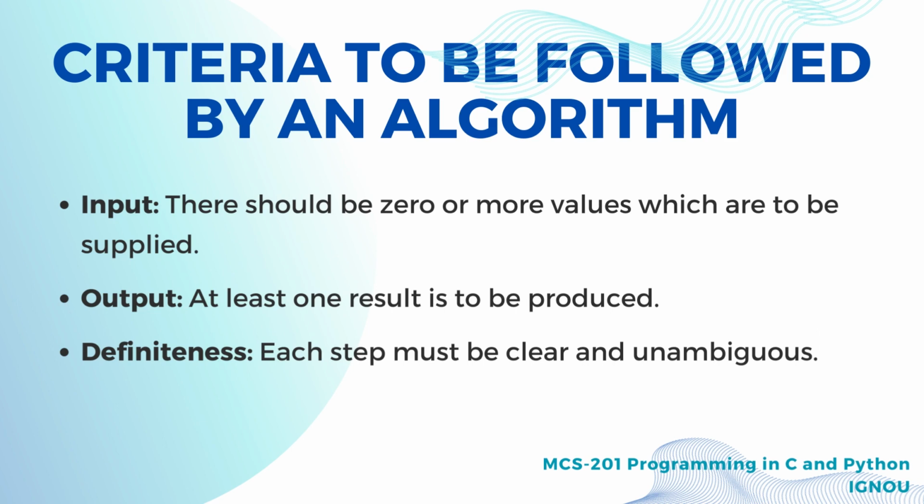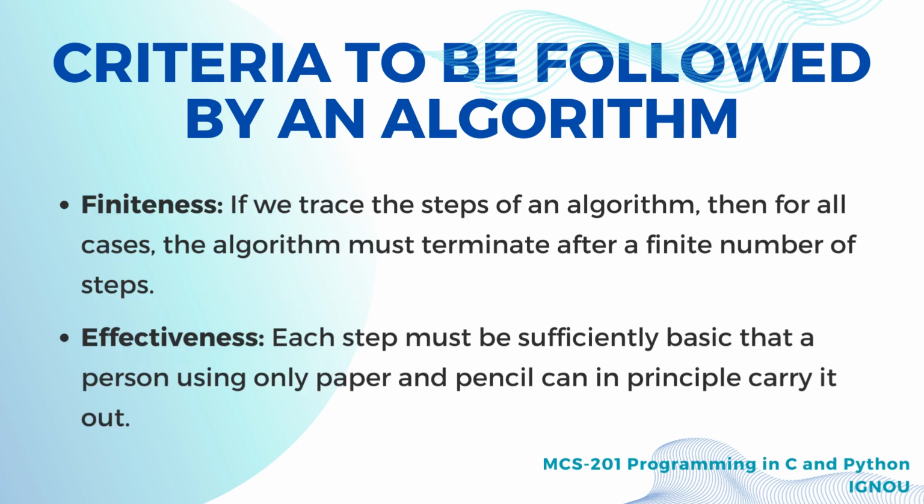The next point is definiteness. Each step must be clear and unambiguous. The next point is finiteness. If we trace the steps of an algorithm, then for all cases, the algorithm must terminate after a finite number of steps. The last point is effectiveness. Each step must be sufficiently basic that a person using only paper and pencil can in principle carry it out.